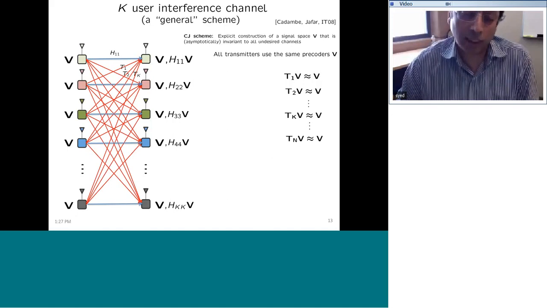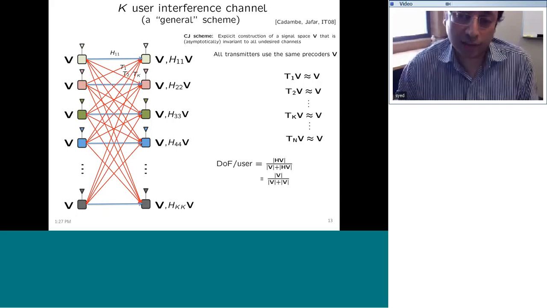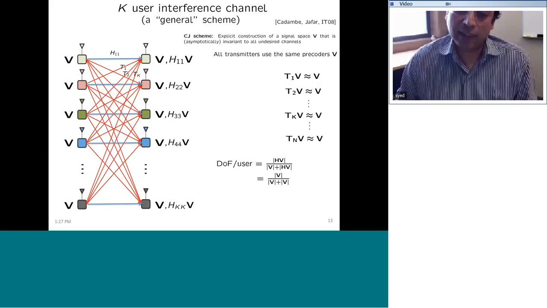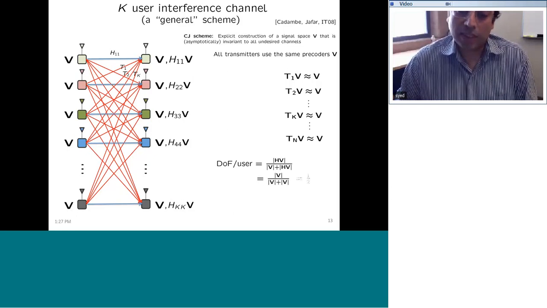Okay, so that's what the picture looks like at the end. If you want to know the degrees of freedom per user, it would be the number of desired signal dimensions, which is H times V, for example H11 times V, divided by the total number of signal dimensions. That is the signal dimensions occupied by interference, which is the size of V, plus the dimensions occupied by the desired signal. Now, because H is an invertible channel, in fact just a square matrix, the size of HV is the same as the size of V, or the dimension of the span of HV is the same as the dimension of the span of V. So this ratio is just half.